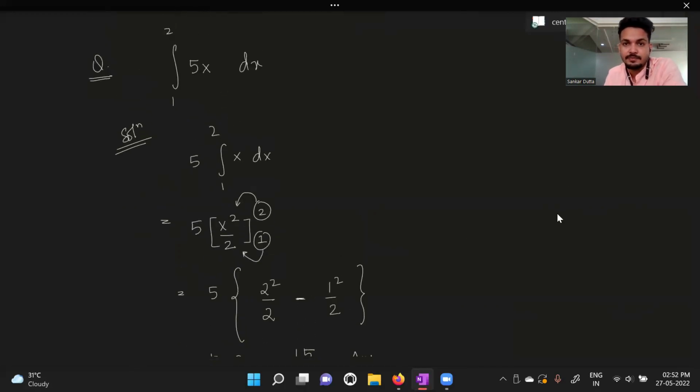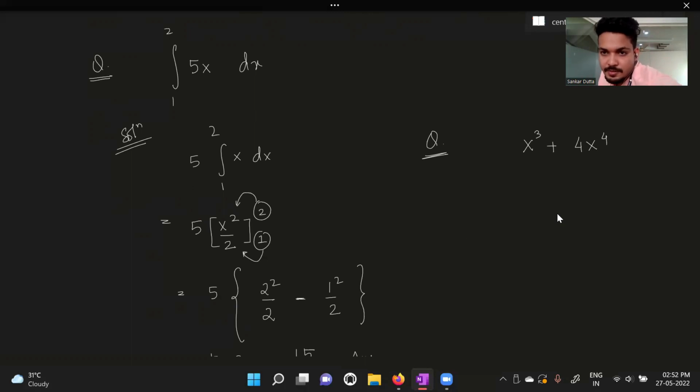Let's do integration of, let's do slightly difficult, 3x cubed plus 4x to the power 4.